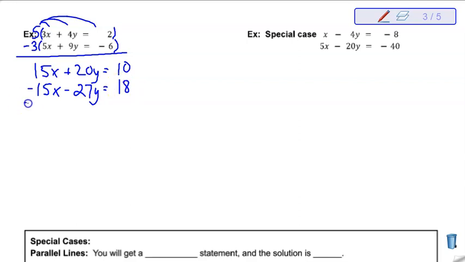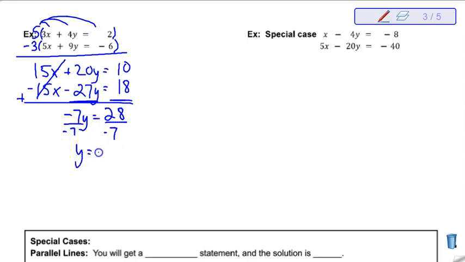Now when I try to add these two equations, look what happens. Those x's go away, and I want to combine my y's. 20y minus 27y is a minus 7y, and 10 plus 18 gives me a 28. When I divide by negative 7, therefore y equals negative 4. So that is half of my point. I have an x value that I have to find, and we already have our y value.